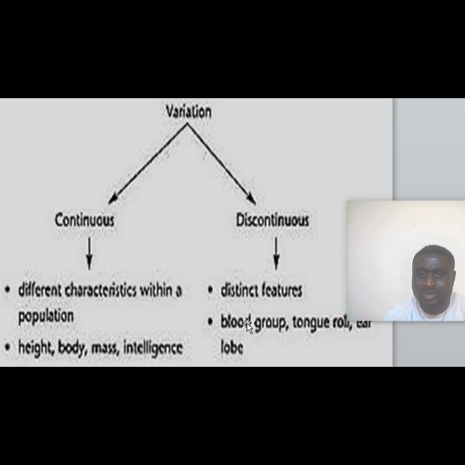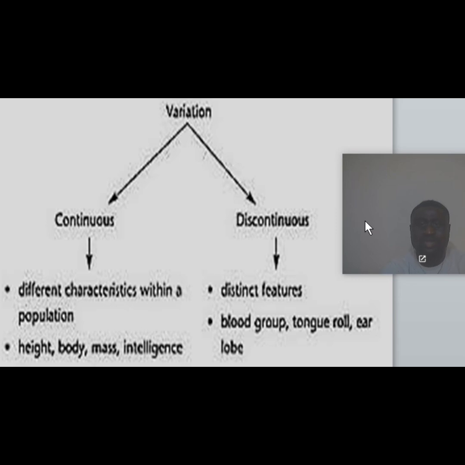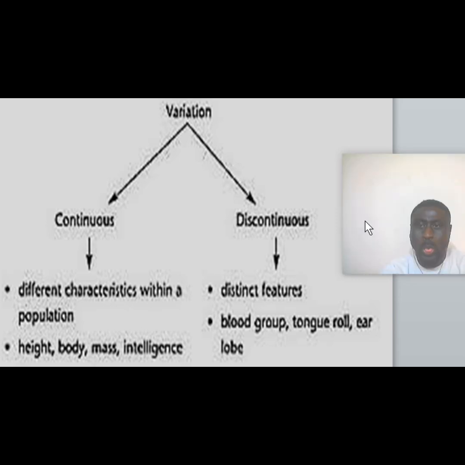And what are those features? We have the blood group. The blood group has to do with different blood group A, blood group B, blood group AB, and blood group O, which differentiates us from each other. And we have what we call the tongue rolling. Some people don't have the ability to roll their tongue like this. Some find it difficult to do that. So it's a unique feature that is among some people.